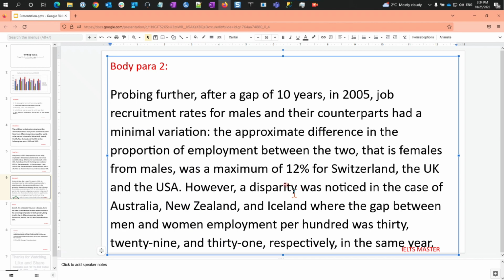So disparity is a huge difference. And the disparity was noticed for Australia, New Zealand, and Iceland. And because I wanted to give this structure of respectively, I have provided this. If you want to put it like on an average, it was seen 29, or on an average, it was 30, you can mention that as well. That is also a good structure, but respectively is something I prefer to show in this writing, so I have mentioned that.